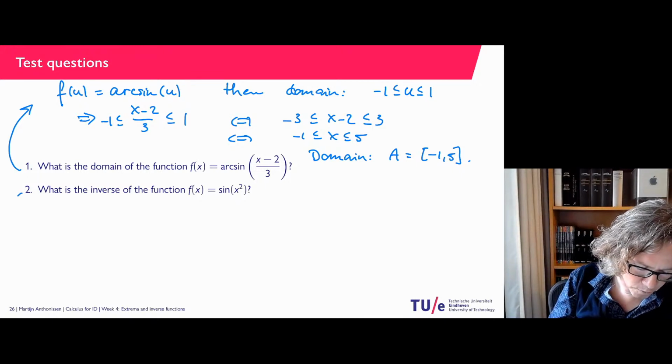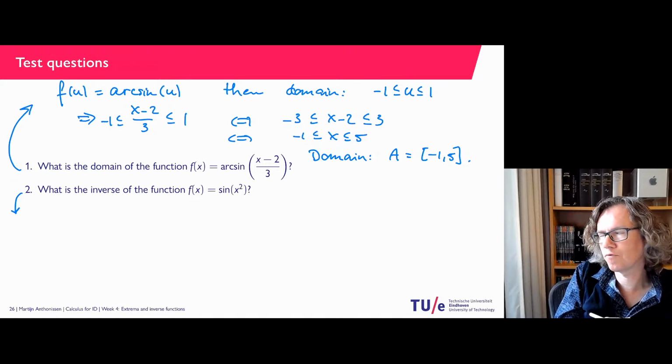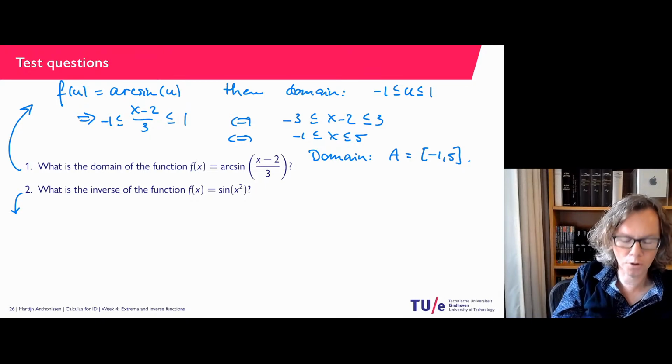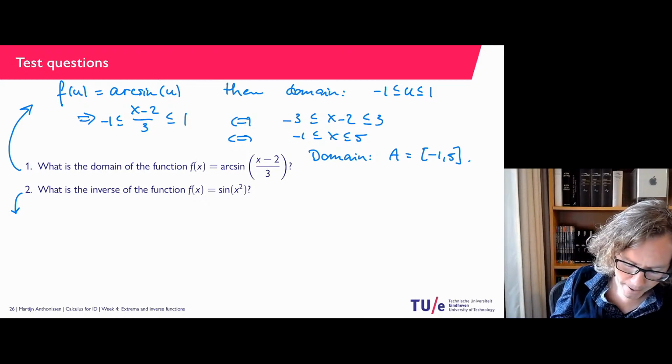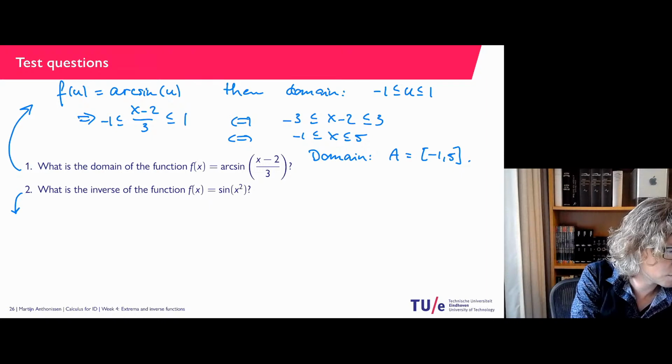Then the second one. So the first question wasn't really using that the arcsine is the inverse function of the sine. It was just considering the domain and leading to an inequality as we have seen in week 1. Here we are being asked for the inverse function of sine squared.